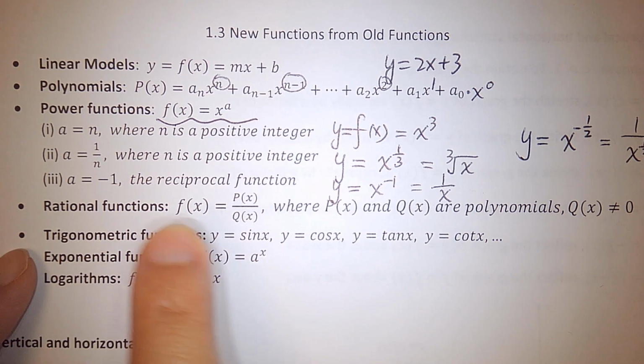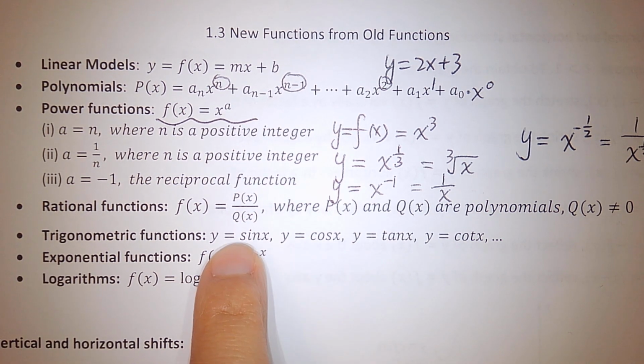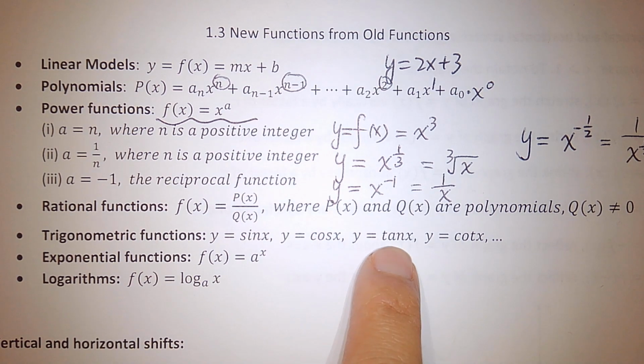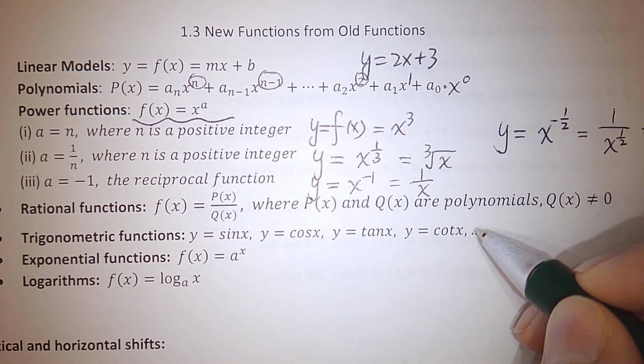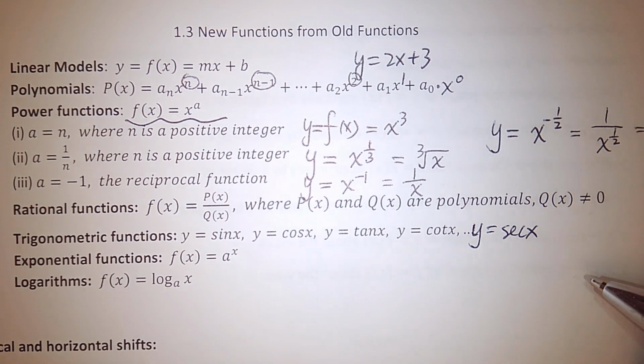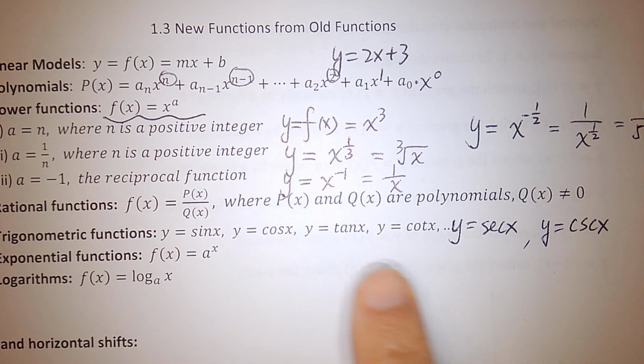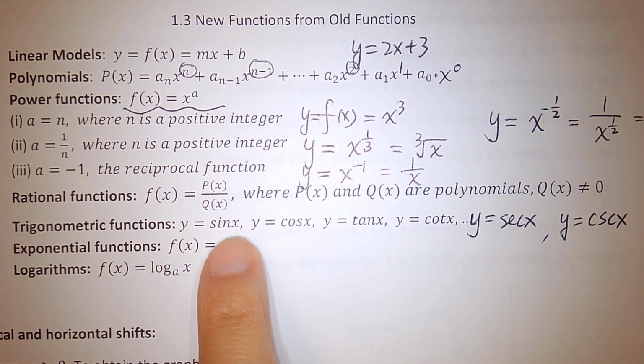Well, trig functions. There are 6 basic trig functions. Do you still remember the 6 basic functions? Sine, cosine, tangent, cotangent, and also secant and cosecant. So these are the 6 basic trig functions.